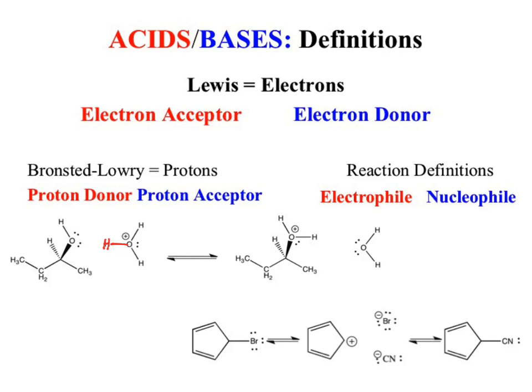H3O+ lost a hydrogen, so that would be acting as an acid, a proton donor. What else happened? The other oxygen accepted that hydrogen, so it would be a base. Just because I love color coding, let's go ahead and do that. Would that be a good mechanistic arrow?